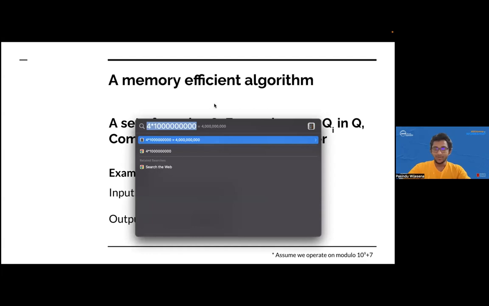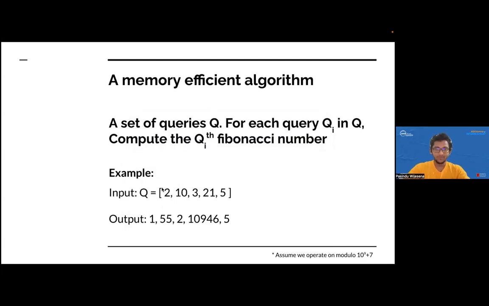So if we go down this approach, if we pre-calculate all the Fibonacci numbers up to the maximum value, we are going to need 4 GB of RAM to store those values. And then we are going to have to go through each of these queue items, fetch the array value and print it. So this is what I mean by saying that we need to come up with algorithms that are memory efficient.